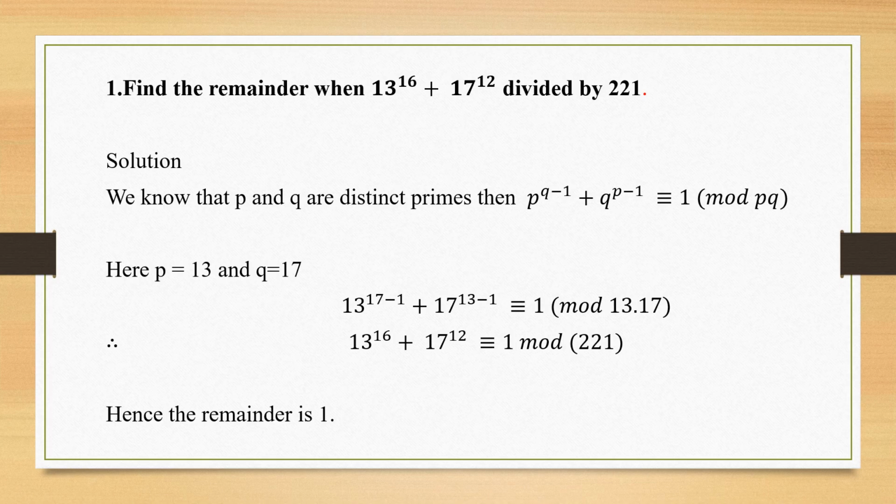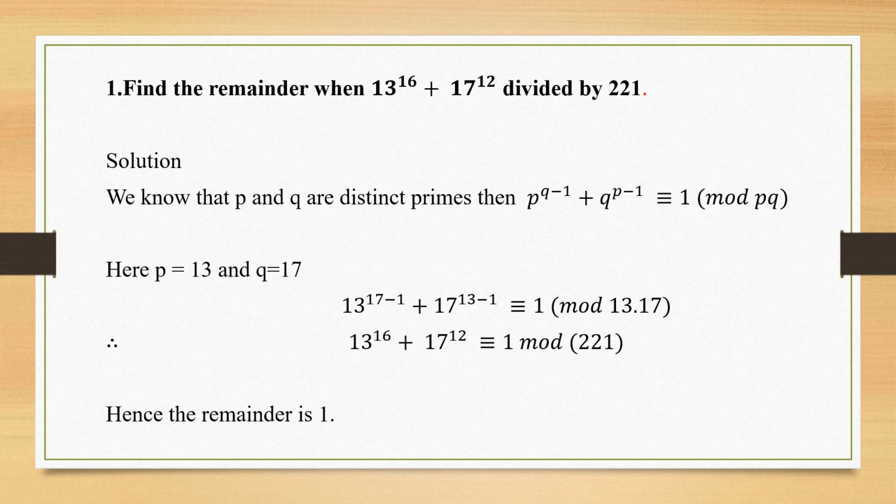So, the theorem says that P raised to the power of Q minus 1 plus Q raised to the power of P minus 1 is congruent to 1 mod PQ. This is what the theorem is. The only condition is P and Q should be distinct primes. Now, let's compare this theorem with the given problem.